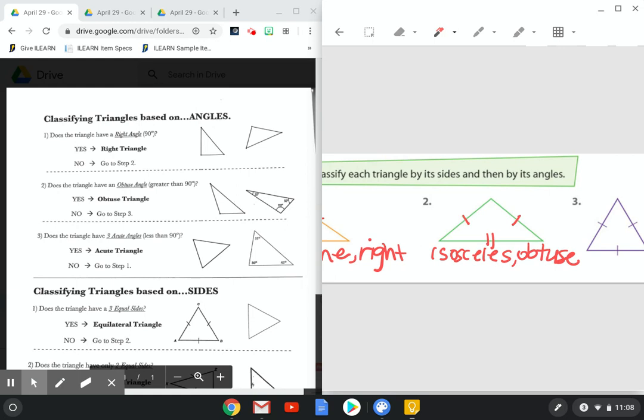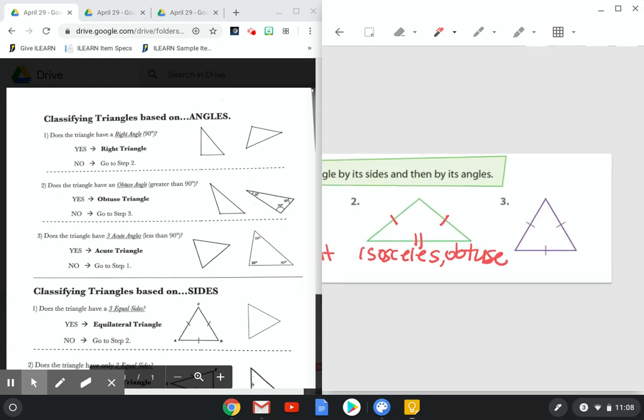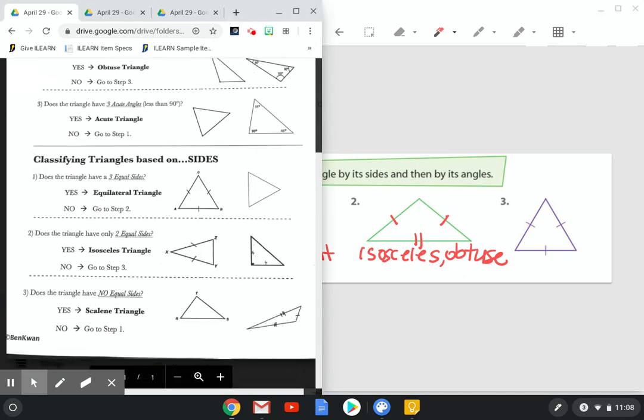All right. So let's go on to number 3. First, we classify by sides. I notice that I have one hash mark through each side. Remember, that tells me they are all equal to each other. They are the same length. So, does the triangle have 3 equal sides? Yes, it does, because I just determined that it has a hash mark through each side. So that tells me that it is equilateral. So I'm going to label it equilateral.